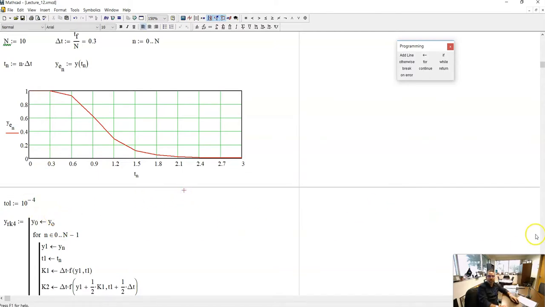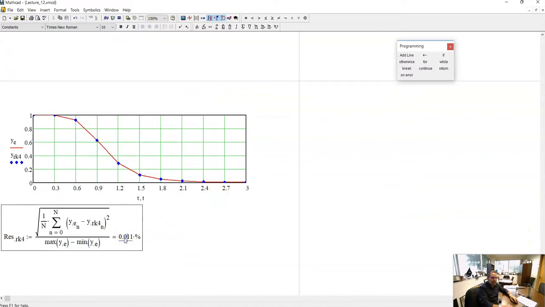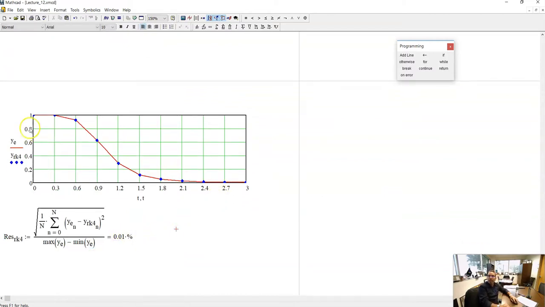If we decrease the tolerance to 10 to the minus 4, qualitatively the solution looks to be good, but now there's a slight difference in the residual. That means that at least in one of the time steps there was an adaptation being made. It broke the solution into at least 2 or 3 parts.